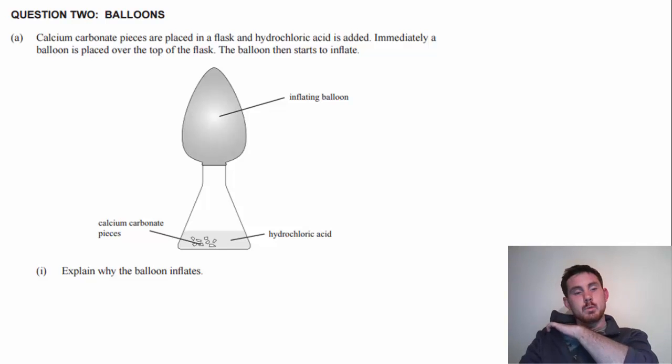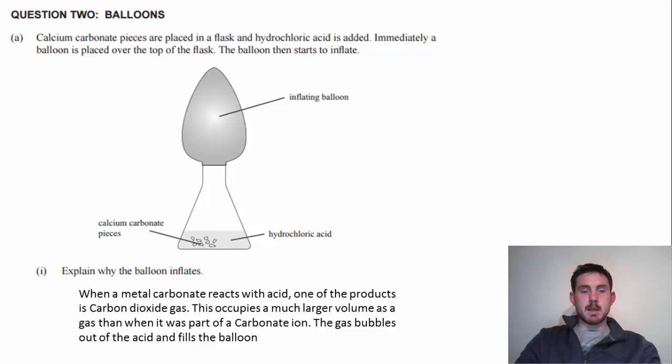and it's starting off with a nice simple one about why the balloon inflates. So the balloon inflates because we've got calcium carbonate and hydrochloric acid, and you should know the general formula for a metal carbonate plus acid reaction, and the 3 products would be a salt, water, and carbon dioxide. So what makes the balloon inflate is the product carbon dioxide, it's released as a gas from the reaction. And because the gas occupies a much larger volume when it's released as carbon dioxide than when that carbon and oxygen was bound in the carbonate, then the gas bubbles as they escape expand in volume and fill the balloon.